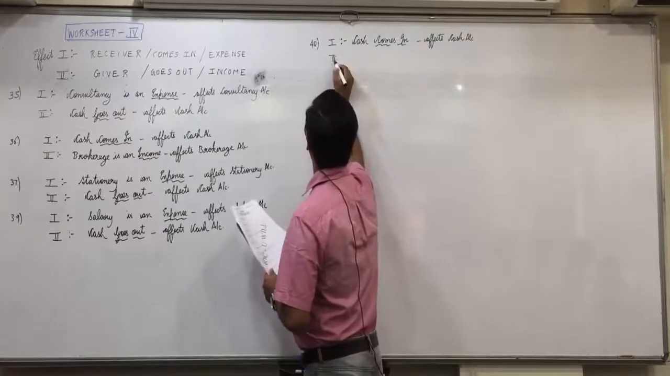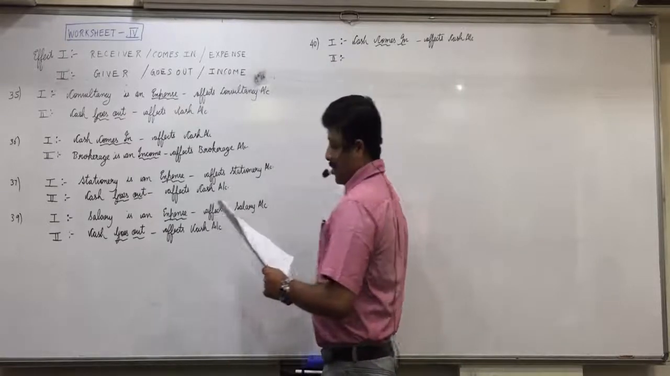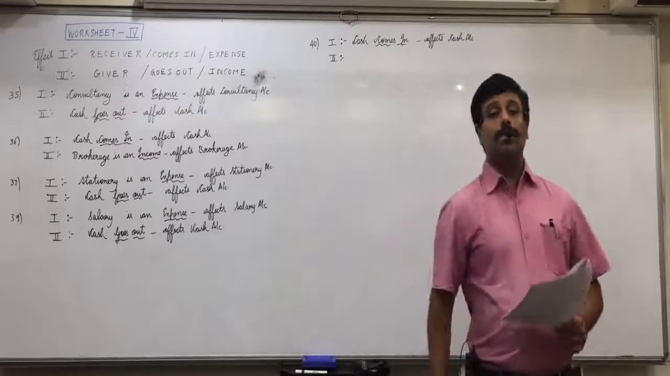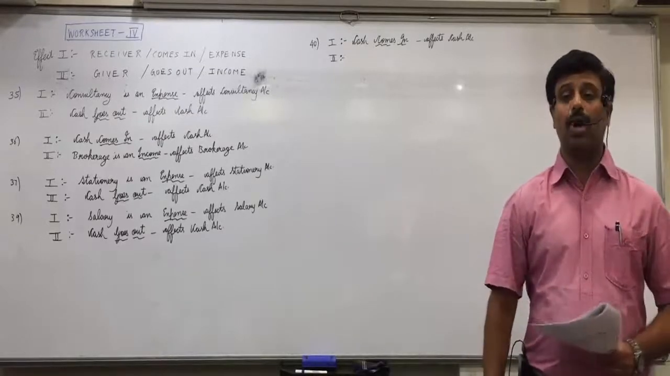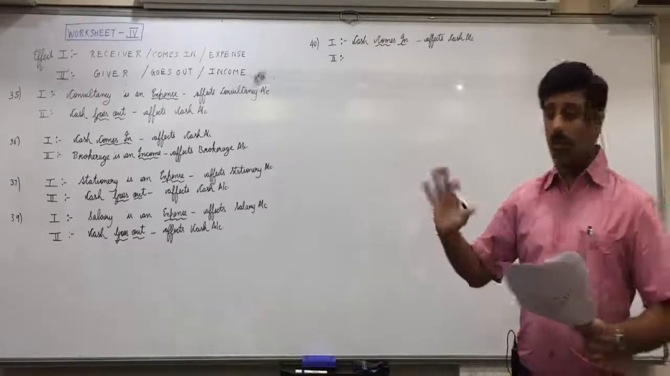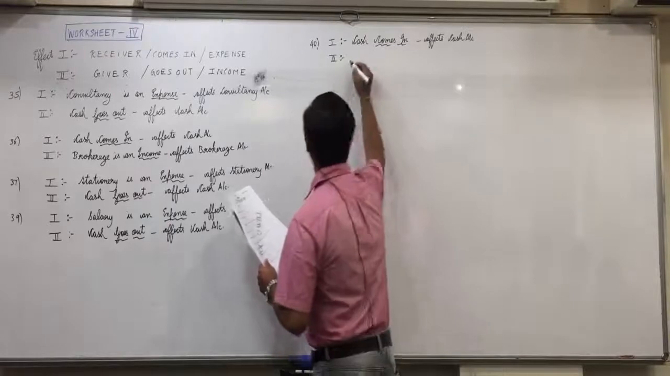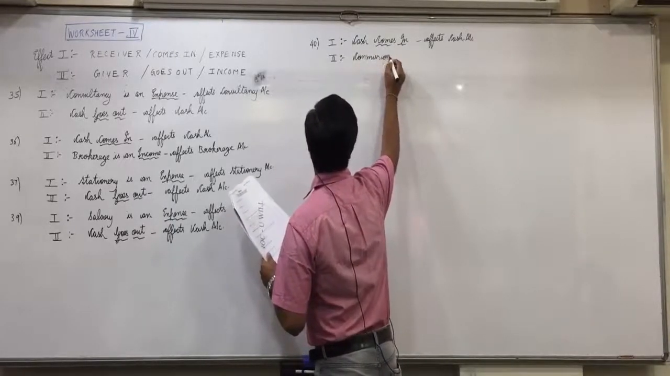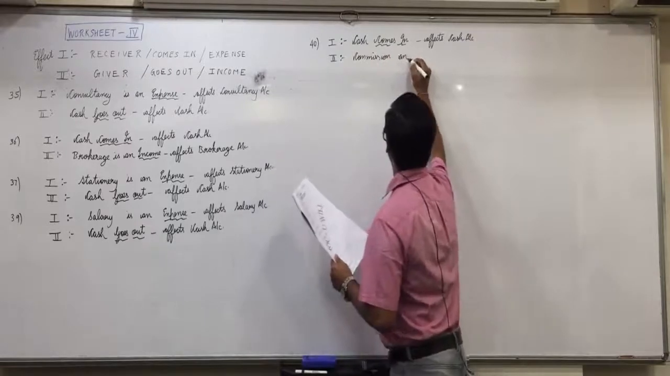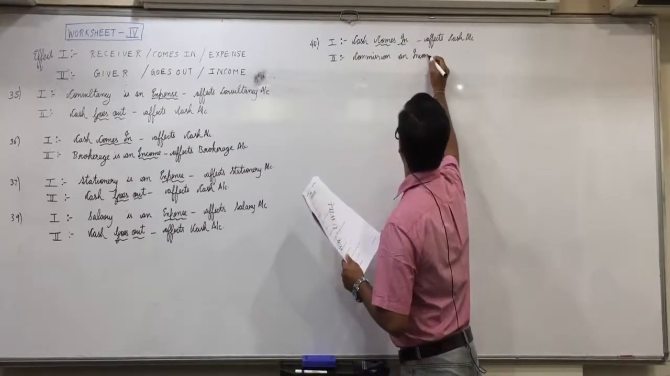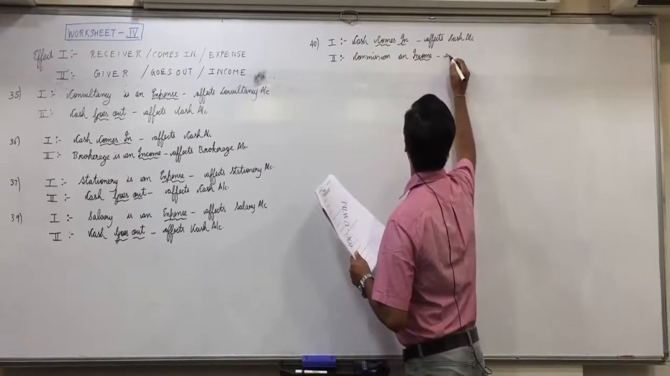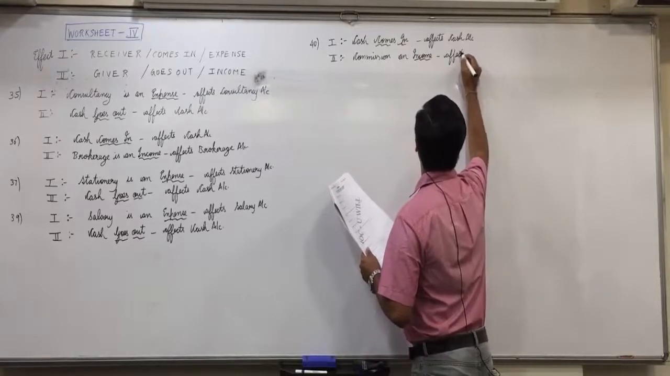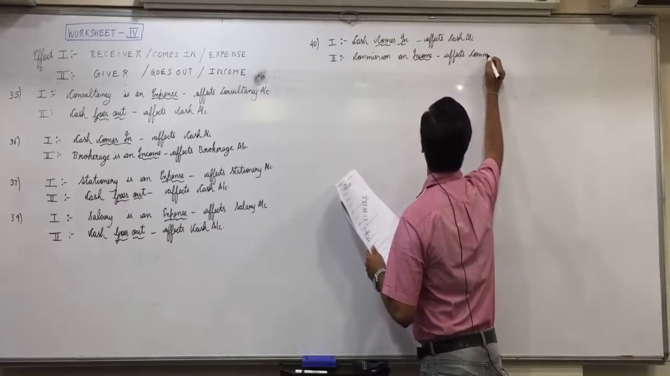Effect 2. Who is the giver? No one. No name is given. What goes out? Nothing goes out. What is an income? Commission. So commission is an income. Affects commission account. So all of you are able to understand all these aspects?